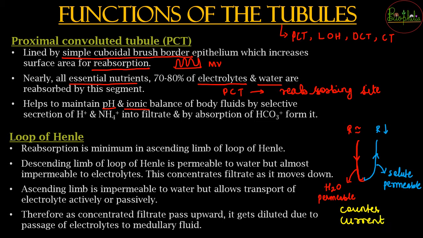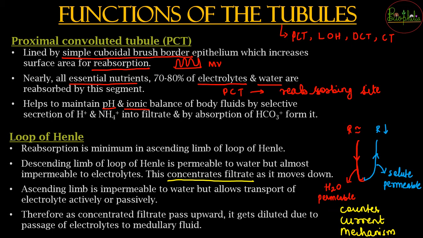What is it called? It is called as counter current mechanism, and this mechanism is allowing for the concentration of the filtrate, and this concentration of filtrate is nothing but concentration of the urine. So ascending limb is going to be impermeable for water, and all this concentrated filtrate is going to move up and go into the collecting tubule.